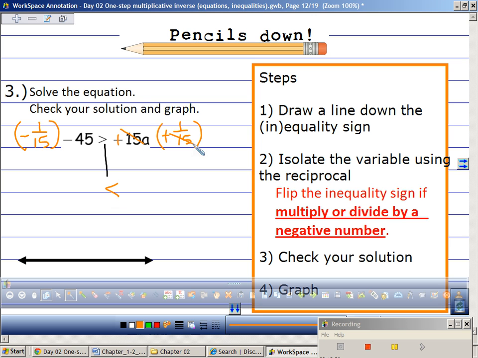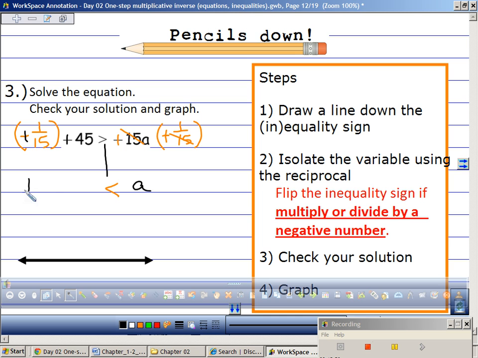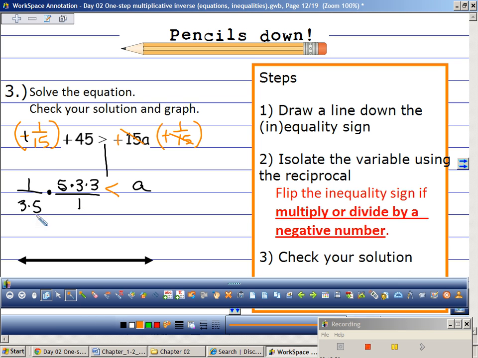Okay, so 15 goes away, 15 goes away. The only thing left on this side is A. I need to mess with this stuff a little bit though, right here. So I'm going to break it down. I know my negative and my negative cancel out. But 1 over 15, how can I break up 1 over 15? It's 3 times 5. 45 is actually 9 times 5, or 5 times 9, or 5 times 3 times 3. See how that works out? The 3 gets canceled, the 5 gets canceled, and I'm left with 3.